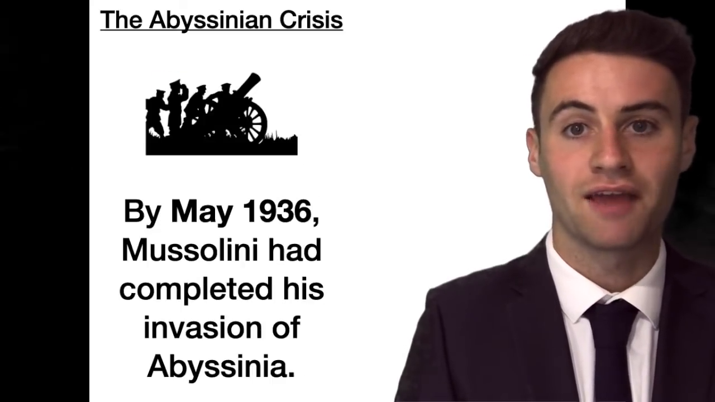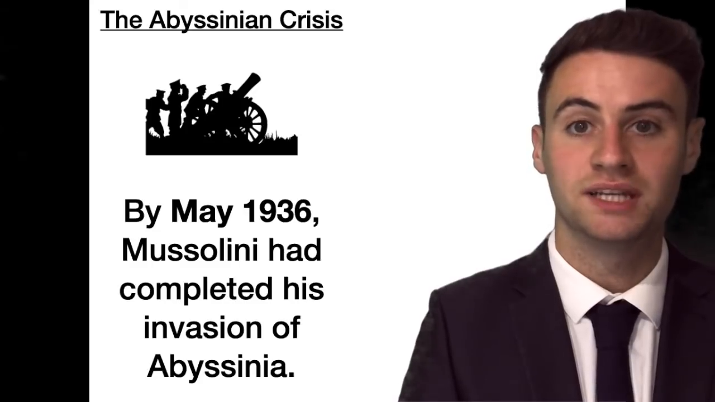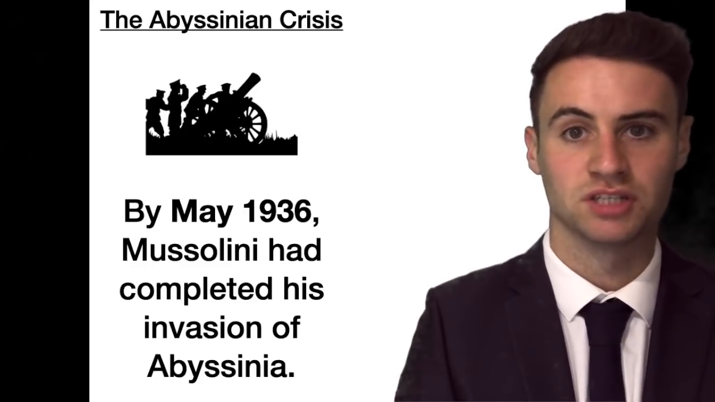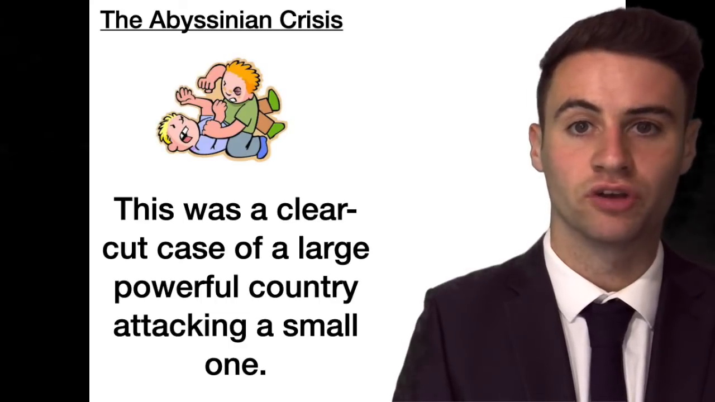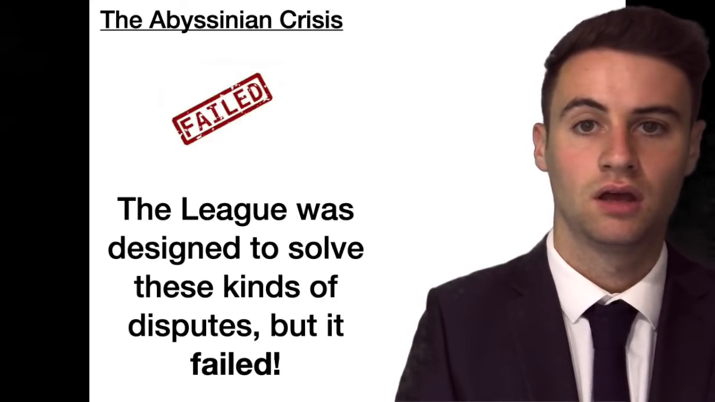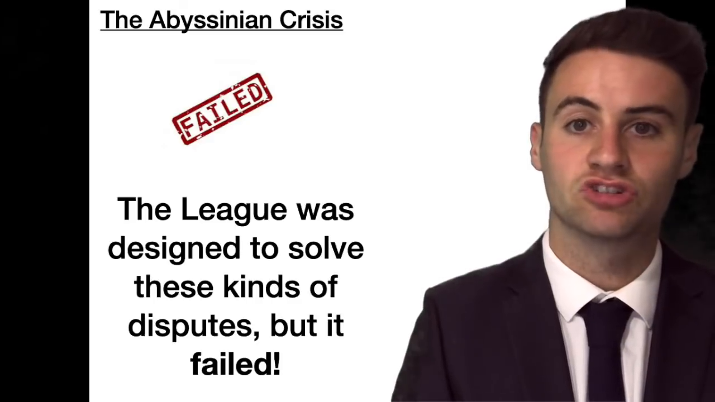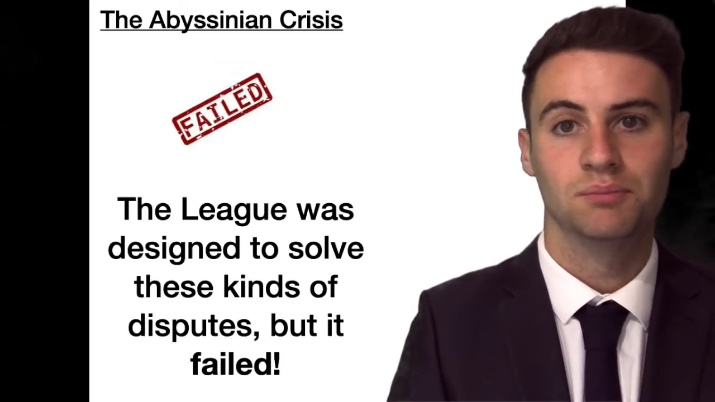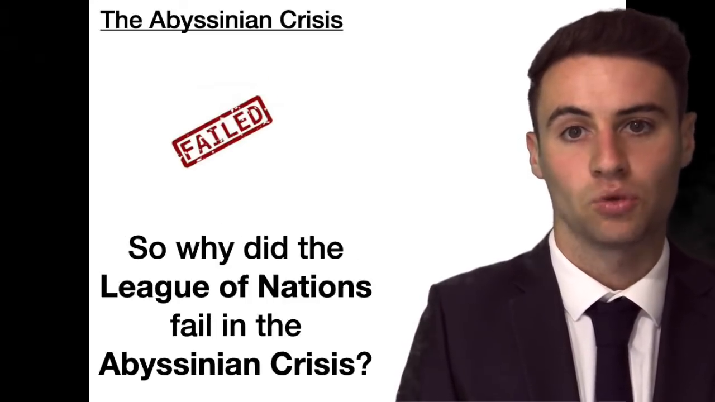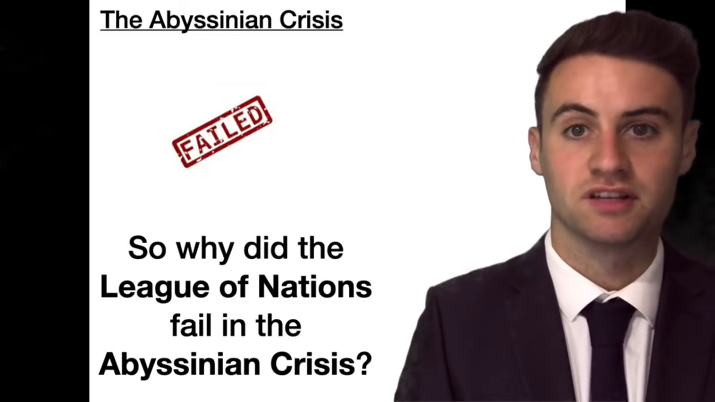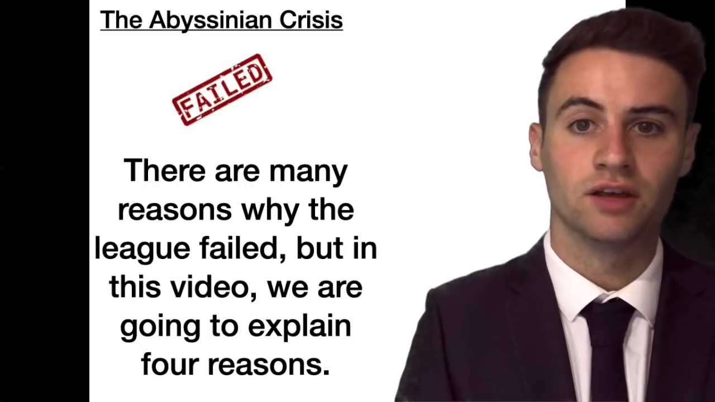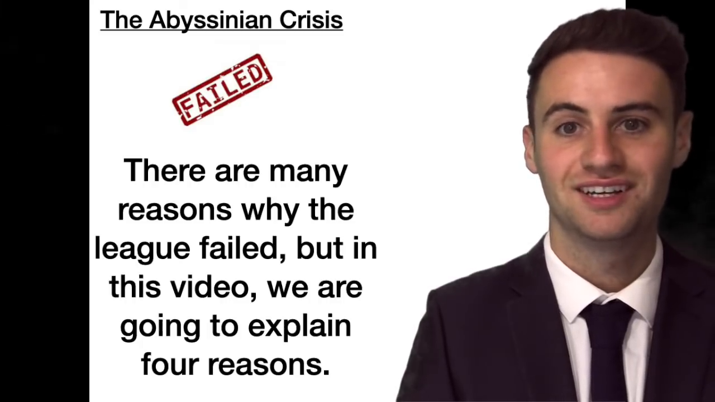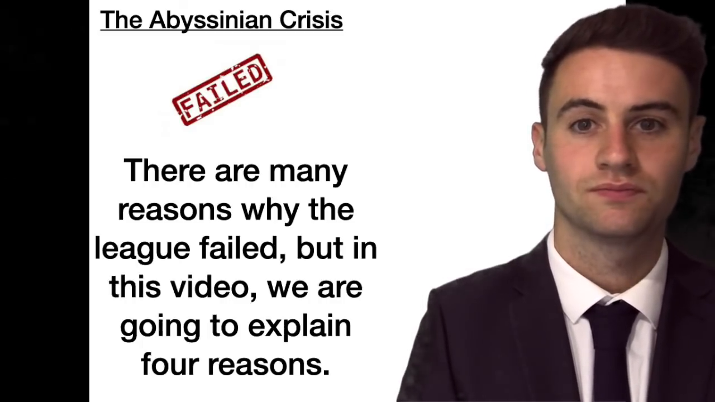So in May 1936, Mussolini had completed his invasion of Abyssinia. This was a clear-cut case of a large, powerful country attacking a small one. The League was designed to solve these kinds of disputes, but it failed. So why did the League of Nations fail in the Abyssinian crisis? There are many reasons why the League failed, but in this video, we're going to explain four reasons.